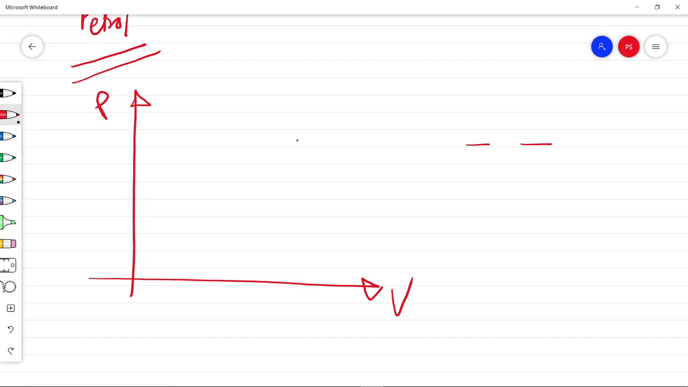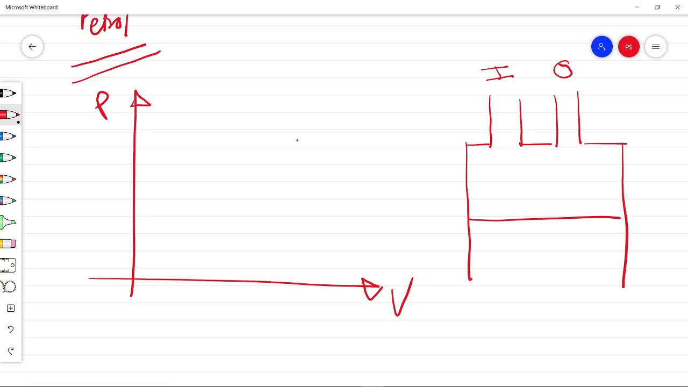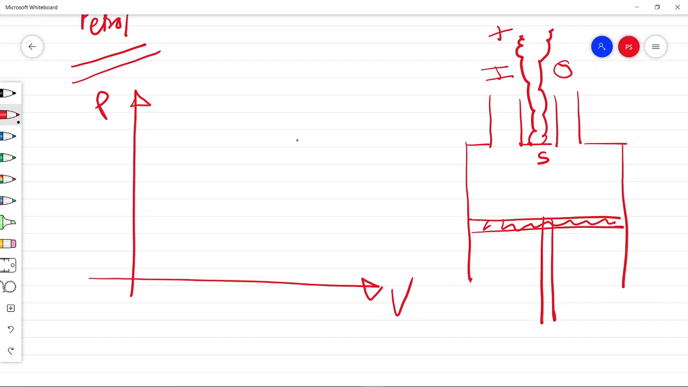A typical petrol engine has two valves. One of them is called an inlet valve and the other is called an outlet valve, and is fixed with a piston. This is a typical cylinder piston arrangement where the piston is movable. Along with this, it is introduced with a spark plug S, which is connected to some battery or some sort of mechanism which can generate sparks.